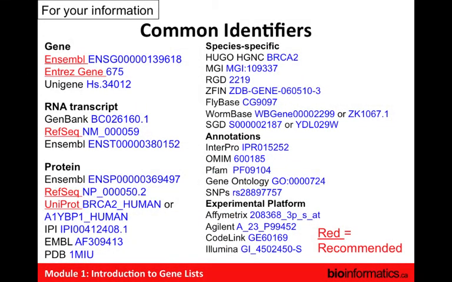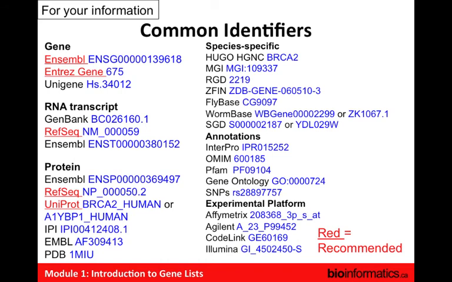Just for your information, here's a bunch of common identifiers to give you a sense of what these things look like. Ensembl identifiers sometimes look like this long thing here. Entrez Genes are numbers. UniGene usually has the organism followed by a dot and a number. This covers gene, RNA transcript, protein, and species-specific identifiers from different organisms. Annotations and domains can also have identifiers. It's not just genes and proteins. SNPs have identifiers. Experimental platforms have their own specific identifiers. If you're using Affymetrix gene chips, you'll be familiar with these strange identifiers.